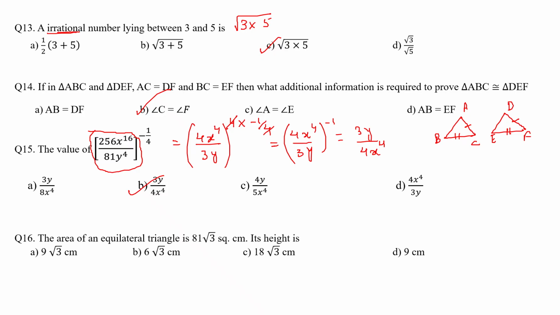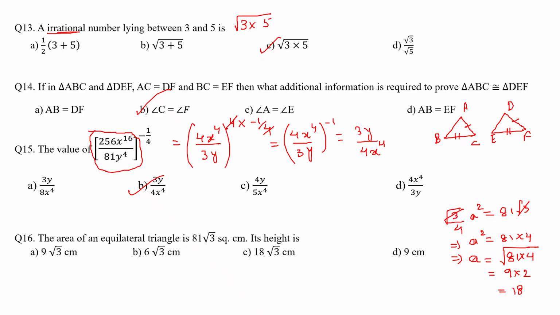Now question number 16. Area of an equilateral triangle is 81 root 3 square centimeter. Its height is? So first of all, let's find the side of the equilateral triangle. So root 3 by 4 a square is given as 81 root 3. Root 3 cancels. So a square will be 81 into 4. So a will be root of 81 into 4. Now root of 81 is 9, root of 4 is 2, so 9 into 2, 18.